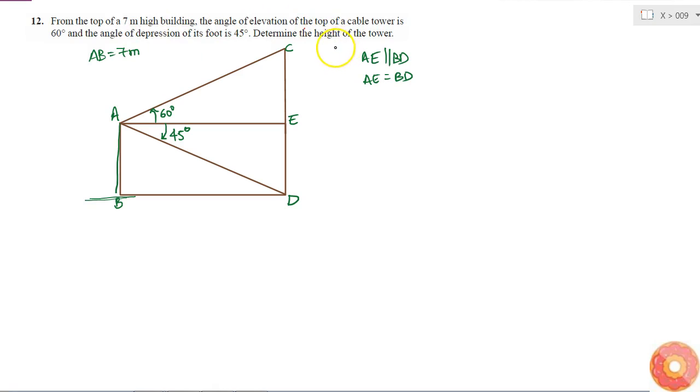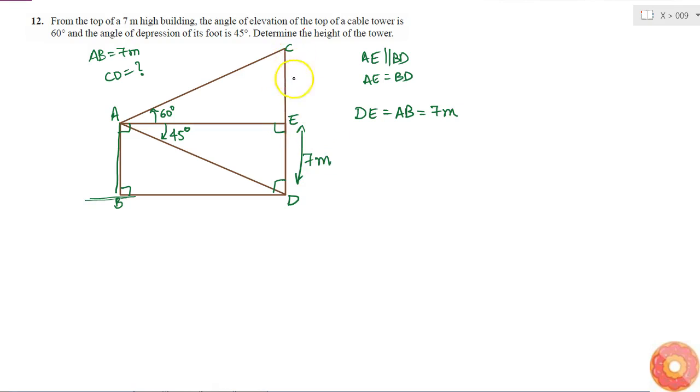Determine the height of the tower. So I have to find the value of CD. Correct. So what do I know? Since AE is parallel to BD, this is 90 degrees, this is 90, this is 90, and this is 90. So ABDE is a rectangle. So DE is the same as AB, which is 7 meters. Correct. So I got this height as 7 meters.